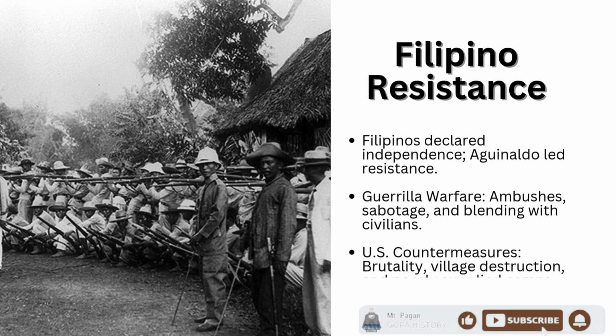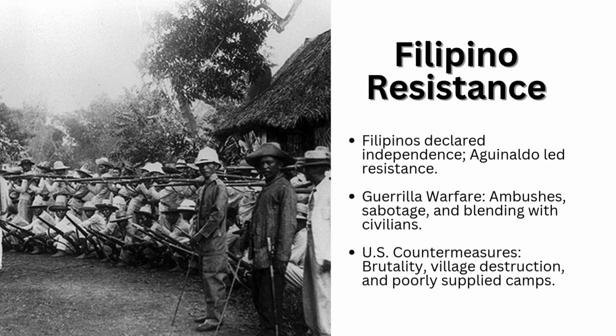Resistance came swiftly. Under Emilio Aguinaldo's leadership, Filipino forces first fought conventional battles. But facing the better-equipped U.S. military, they adapted. Guerrilla warfare became their strategy. Ambushes, sabotage, and blending into civilian populations made it hard for U.S. forces to fight back. Meanwhile, the U.S. military responded with harsh tactics, including village burnings and poorly supplied camps that led to widespread suffering.